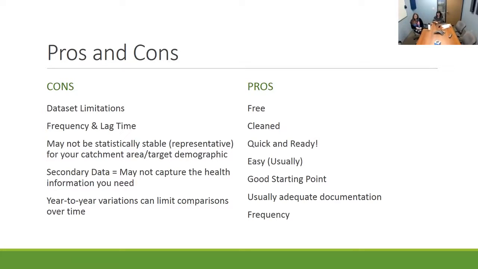And the frequency we listed in a con, but it can also be a pro. Like we said, the California Health Interview Survey is done every 2 years, and they've actually structured their database to where you can aggregate years. So we can look at trends over time, year-over-year comparisons, or pool data for multiple years to get a stronger sense of the representation.